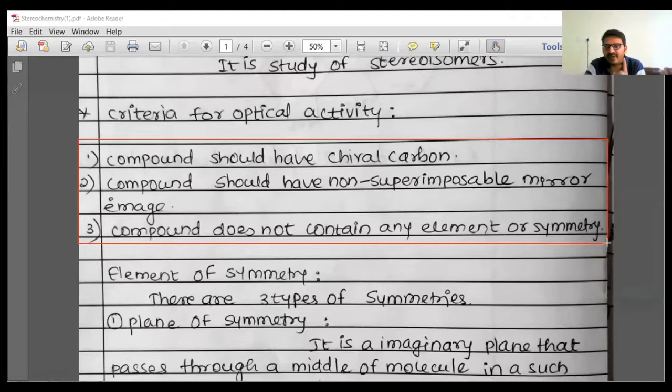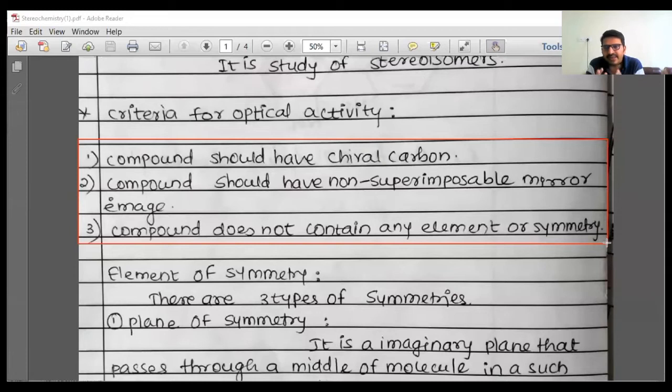Again, I repeat. First one is the compound should contain a chiral carbon. Then it has a non-superimposable mirror image. And the third one is it does not contain any element of symmetry. The first two criteria we already know. We already know what is a chiral carbon. We already know what is a non-superimposable mirror image. What we don't know is the meaning of element of symmetry.